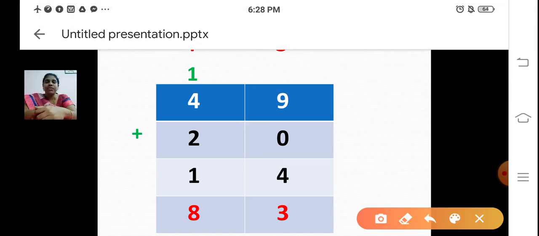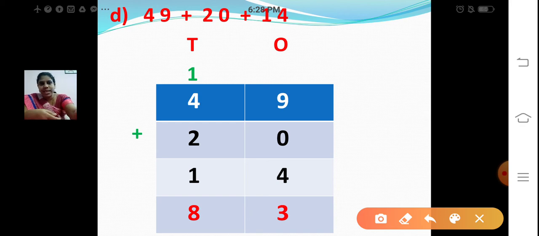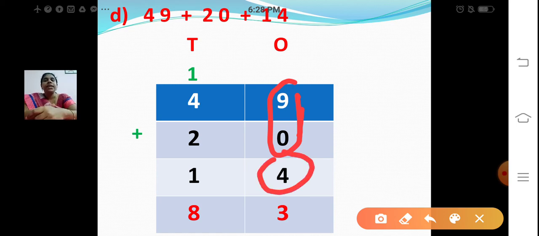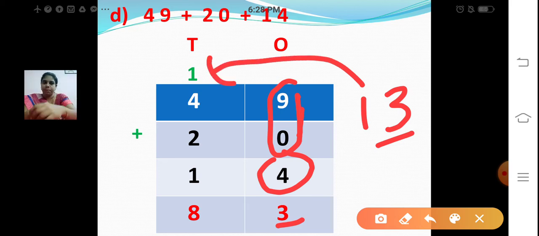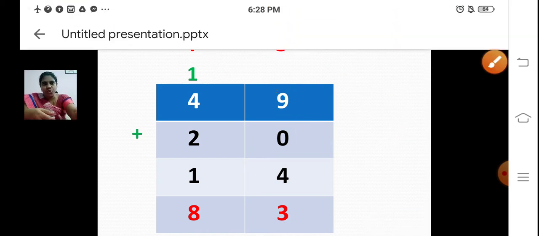So what we have to do first? First we have to add the ones place. 9 plus 0 is 9. First take the first two numbers. 9 plus 0, 9. And 9 plus 4. With that sum, add the third number. 9 plus 4, 13. It's a 2-digit number. So 3 I'm writing it here in the ones place. And 1 I'm carrying over to the tens place. Now let's add the tens place. 1 plus 4, 5. 1 ten plus 4 tens is 5 tens. 5 tens plus 2 tens is 7 tens. 5 plus 2, 7. And 7 plus 1, 8. 7 tens plus 1 ten is 8 tens. So my answer is 83. Understood? Next, let's move on to the next sum.